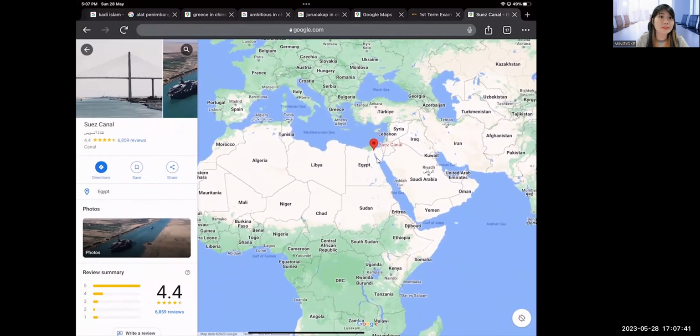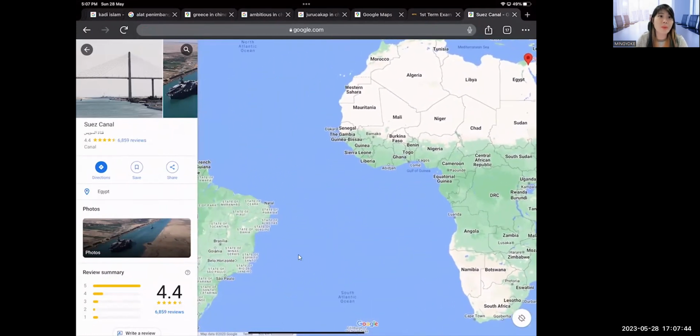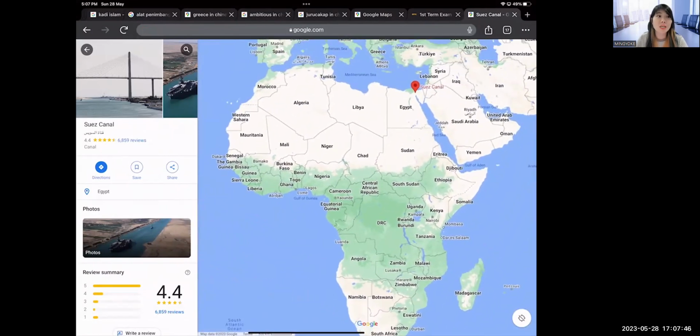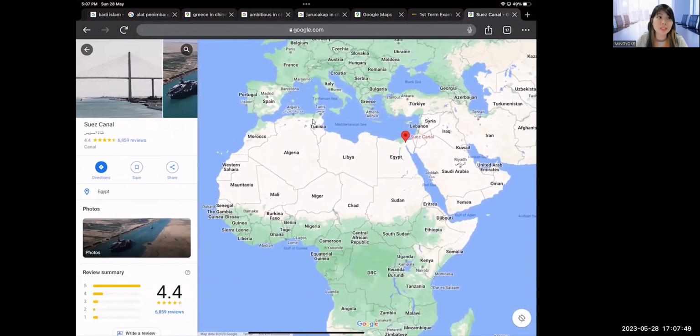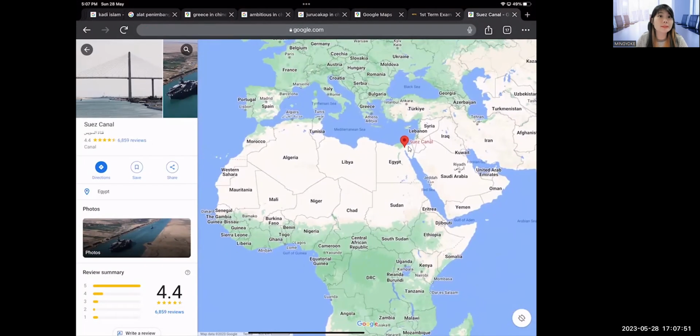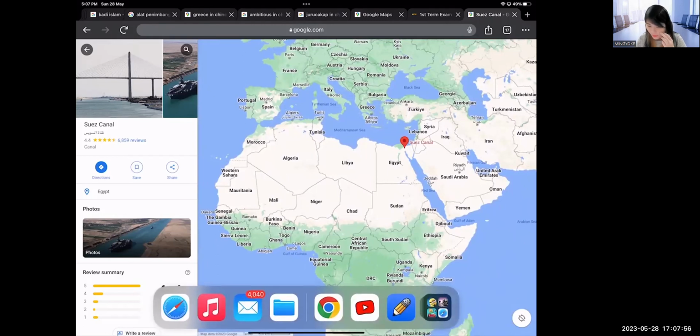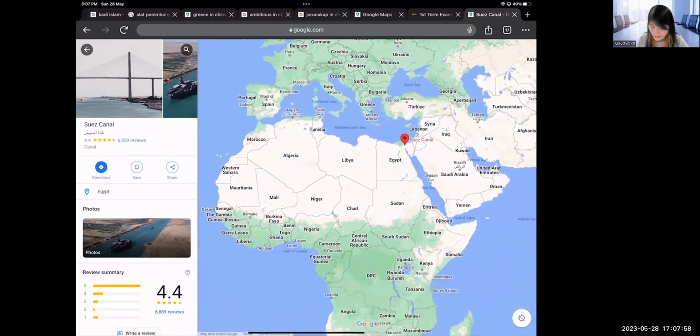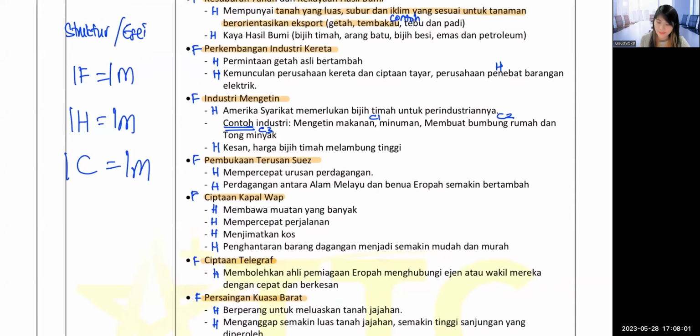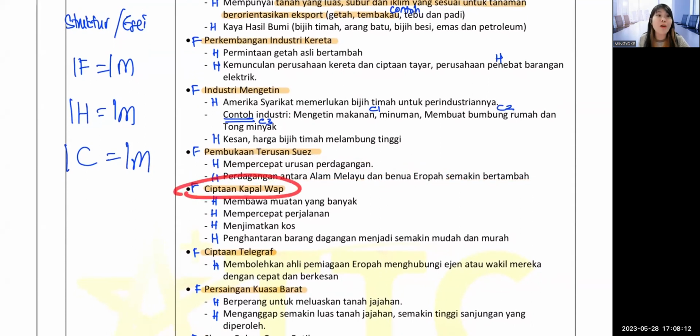Inside is safer than outside because it's a very big sea. The current, everything is bigger. So we use this part here, the Suez Canal. All right. So the moment when we have this Suez Canal, that's when our distance shortens. So they mempercepatkan urusan perdagangan and perdagangan antara alam Melayu and Eropah increases. Then another factor. So is 1, 2, 3, 3 marks.